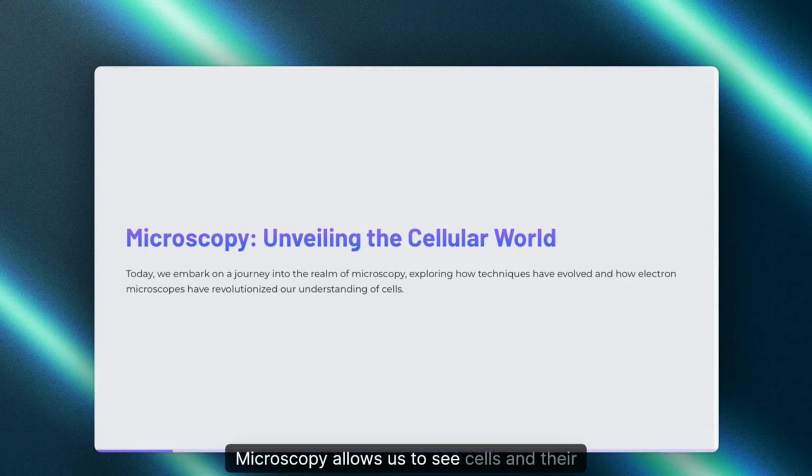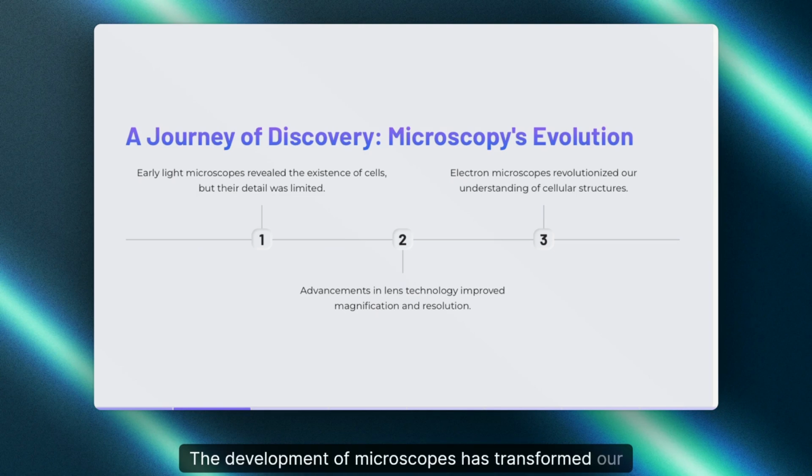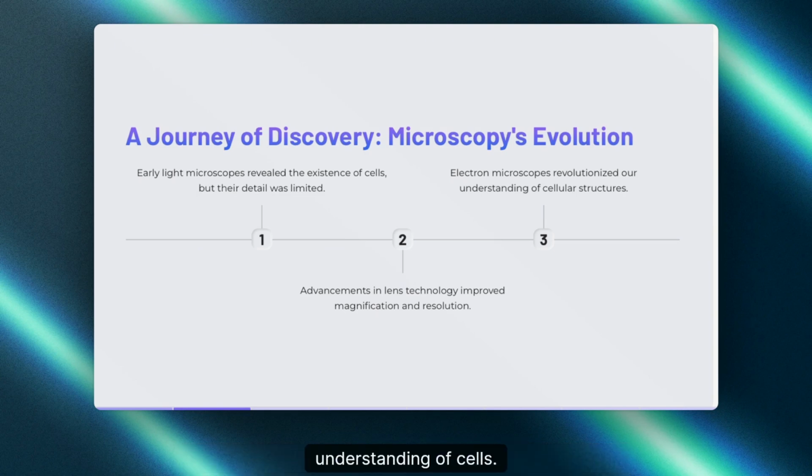Microscopy allows us to see cells and their structures in detail, revealing the hidden world of biology. There are two main types: light microscopes and electron microscopes. The development of microscopes has transformed our understanding of cells.